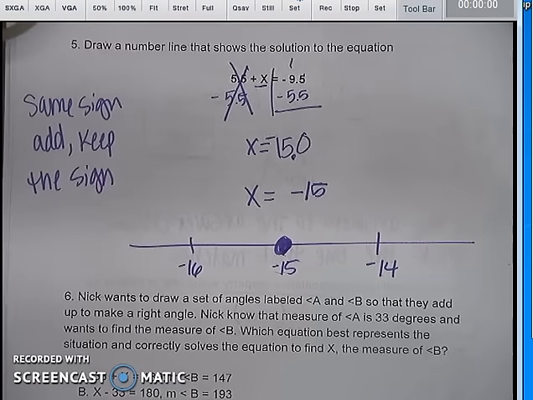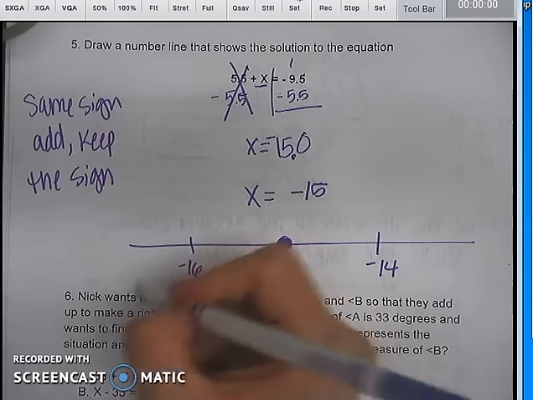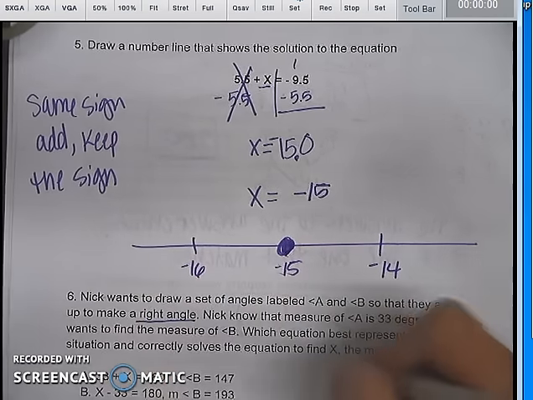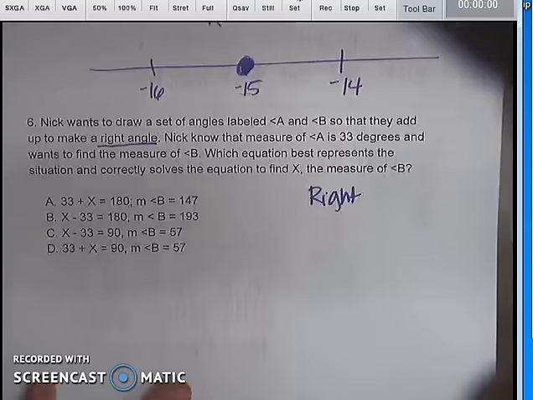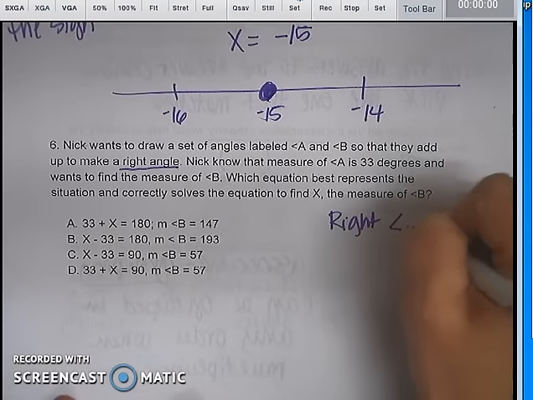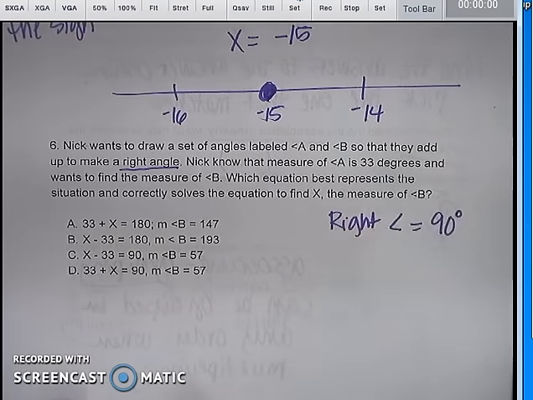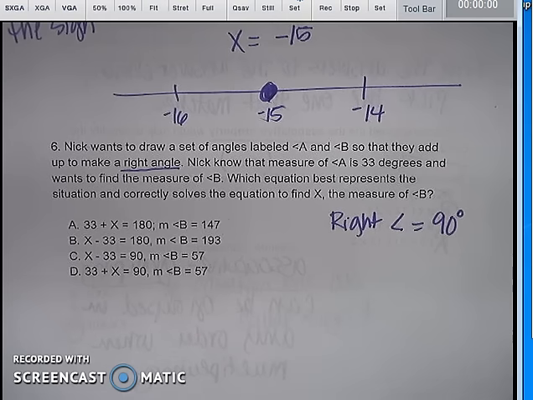That's your answer. Pretty easy. Nick wants to draw a set of angles labeled angle A and angle B so they add up to make a right angle. Right angles equal what? Right angles equal 90 degrees. Nick knows that the measure of angle A is 33 and wants to find the measure of angle B. Which equation best represents the situation and correctly solves the equation to find x, the measure of angle B?